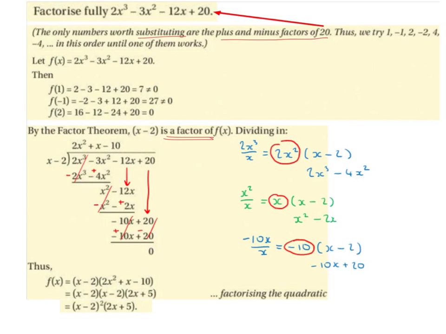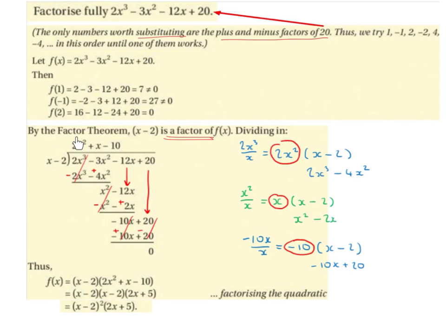So we're going to divide x minus 2 into 2x cubed minus 3x squared minus 12x plus 20. So we set up our bus stop. 2x cubed minus 3x squared minus 12x plus 20 goes underneath the bus stop, and x minus 2 goes in front of the bus stop. We take the highest power of x inside the bus stop, which is 2x cubed, divide by the highest power of x outside the bus stop, which is x, and 2x cubed divided by x is 2x squared. That goes on top of the bus stop.